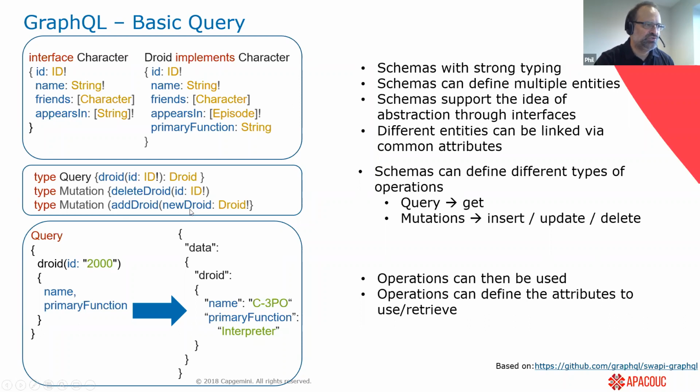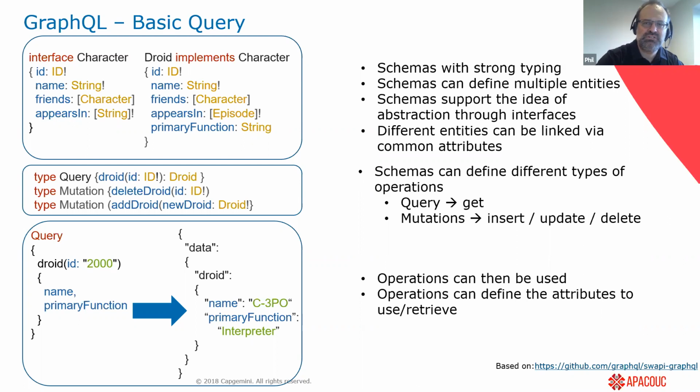And I can add a droid and say, here's the new droid using the droid structure. That's great, but if I want to do a query, I can also not only describe which droid I want to get, which is what we see here, but I can describe which attributes that I want returned back to me. And this is where GraphQL really comes into its own, because now you can offer a fairly rich, information-rich structure.